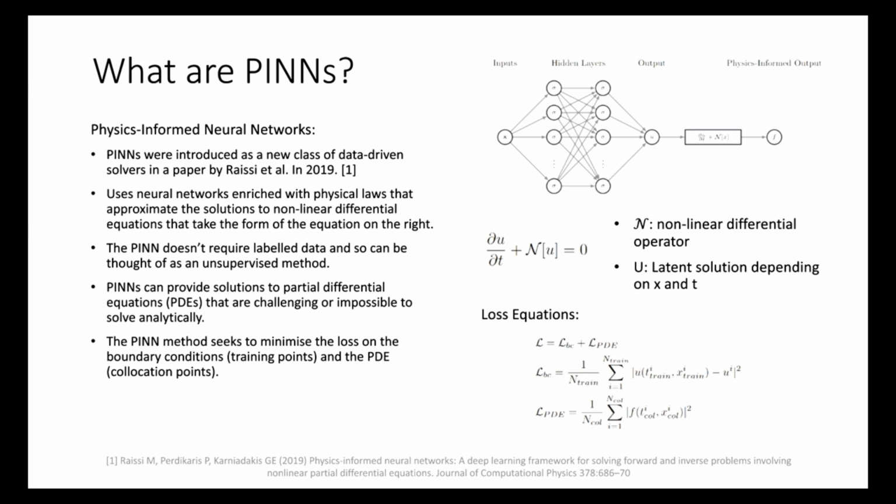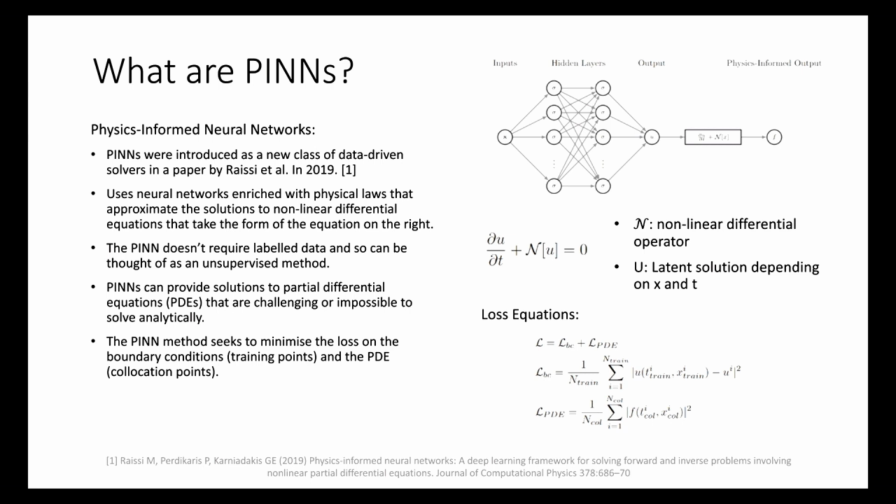This PDE must take the form of the equation shown on the right, with U as the latent solution that is unknown to be determined, and N is a nonlinear differential operator. One benefit of this method is that it doesn't require labeled data. However, it does require specifying the initial and boundary conditions which will be enforced at selected points. The reason why PINNs are being developed is that they can provide solutions to equations with no known analytical solutions.